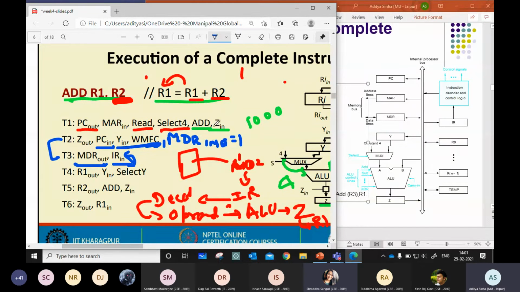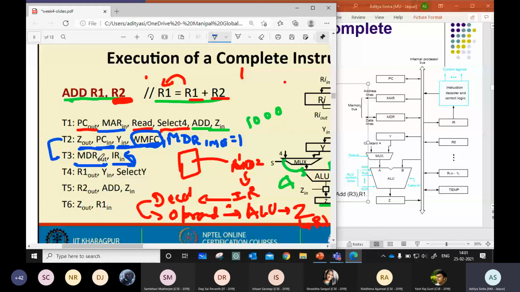Okay, Z out, the data that is 1004 has to go into PC. So when you do Z out, 1004 will be available in the system bus, and since PC in is high, 1004 will be available inside PC by the system bus only. Y in, because now we have to take the data from the R1 register which is connected to Y. That's why we are doing Y in also. And WMFC, why? Because the instruction has to be read from the memory location which was pointed to by the MAR. So that thing we are taking into consideration. Is it clear? Yes sir.